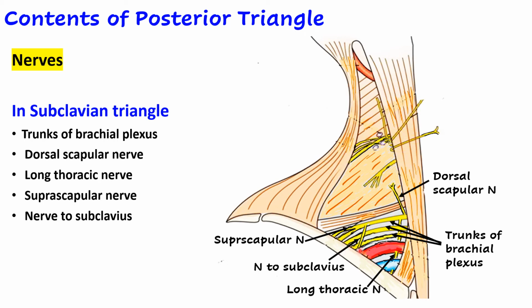When you come to the subclavian part, what are you going to remember? Here you will remember the brachial plexus. There you remembered the cervical plexus. So you have the trunks of the brachial plexus and again four nerves. These four nerves are two from the roots and two from the upper trunk: dorsal scapular and long thoracic from the roots, and from the upper trunk, nerve to subclavius and suprascapular nerve. I hope you remember now. So these are the nerves.